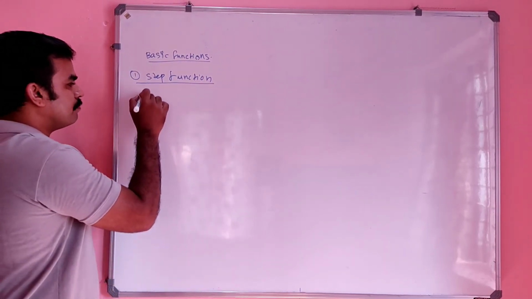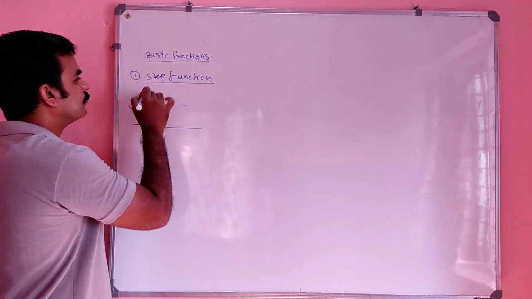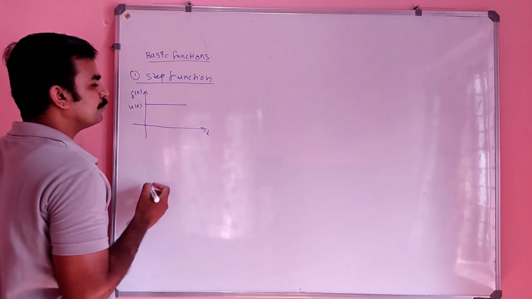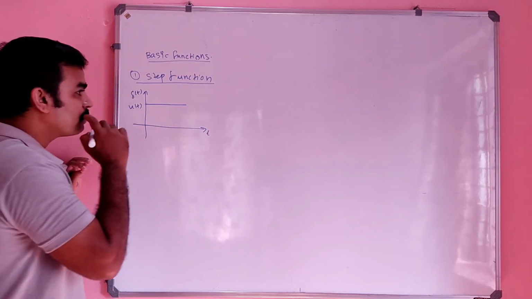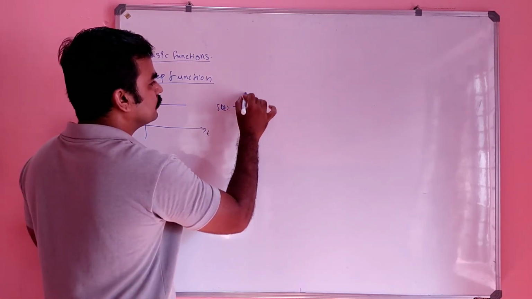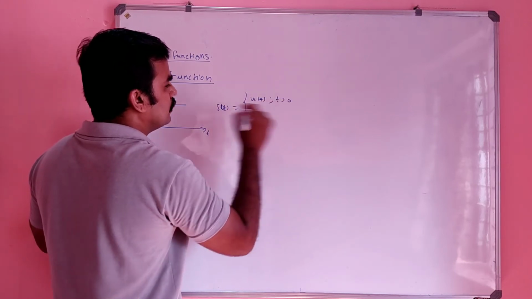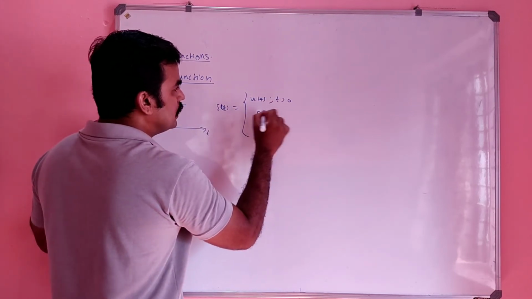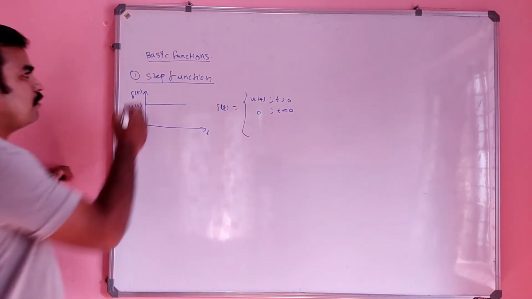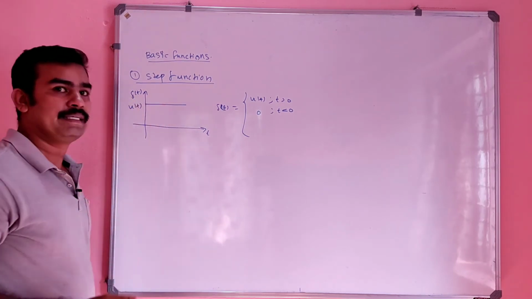A step function is represented by f of t equal to u of t for t greater than 0, and 0 for t less than 0. So this is called the step function. Step function means it's simply a DC signal.